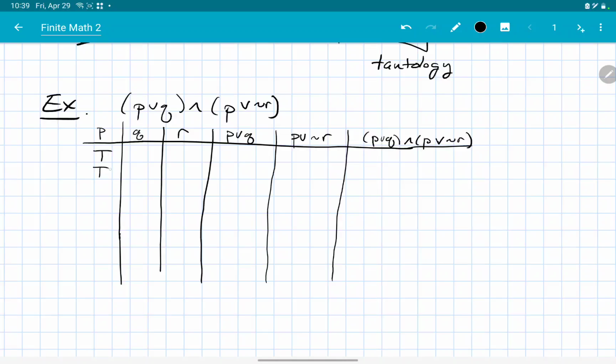So for P, I'm going to write true, true, true, true, false, false, false, false. You just have to find a pattern that makes this make sense, so that we get all possibilities. So I like to go true, false, okay, so now I get true, true, false, false, true, true, false, false. I think that'll take care of all possible possibilities. Nothing is repeated here.